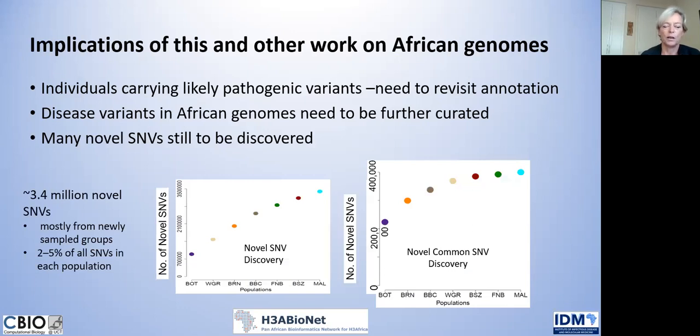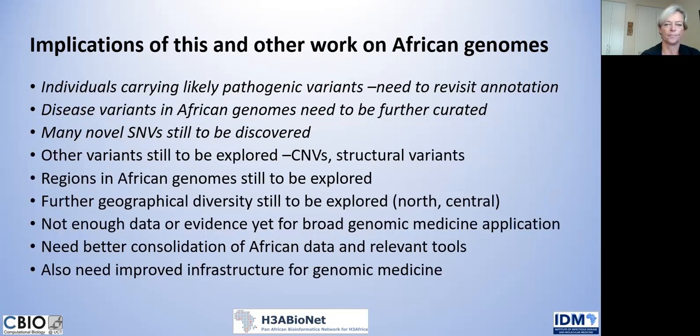So the study identified 3.4 million novel SNPs. Most of them came from the newly sampled groups. And 2 to 5% of all these SNPs were in each population, so they were in all the populations. If you look at the graph showing the number of SNPs added for each new population, starting with Botswana, which had a large variation, you can see that there's still an increase with novel SNP discovery. And if you're looking at common SNPs, it starts to plateau a little bit, but still between these last 2 points, it's about 6,000 novel SNPs. So it means there's a lot of new SNPs still to be discovered.